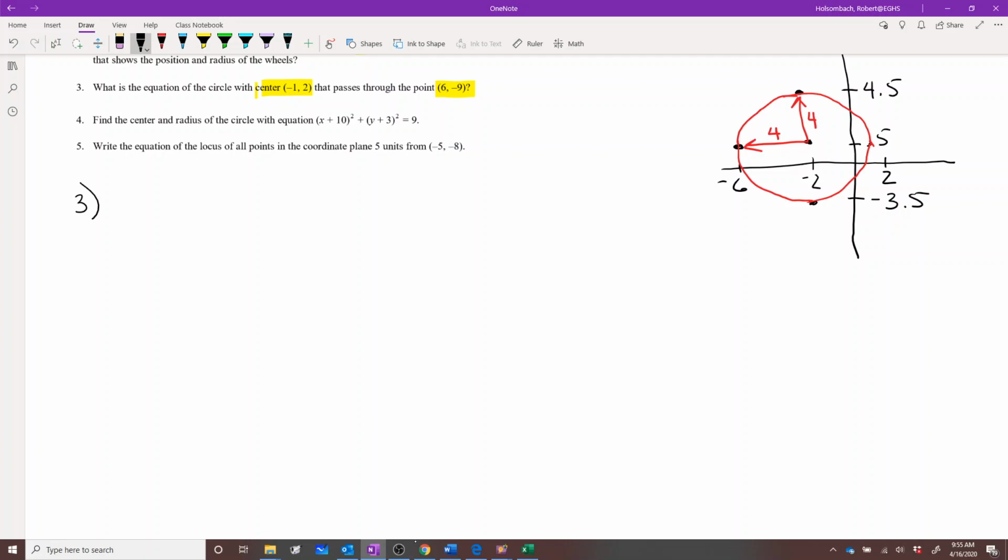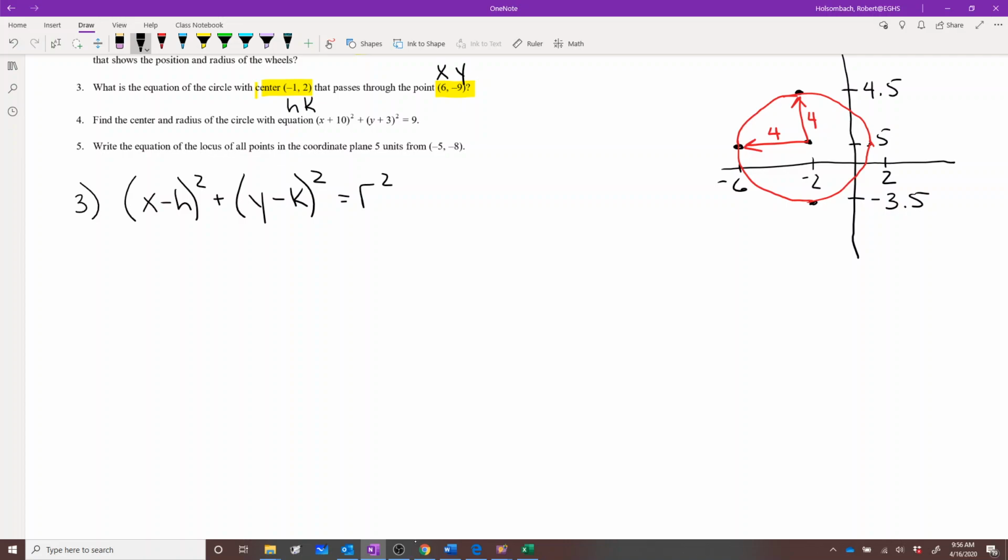What we do with this problem is we label the center, we label our H and our K, and then since the circle passes through the point 6, -9, we label that X and Y. What we do then is we write out the standard equation of a circle, which is X minus H squared plus Y minus K squared equals the radius squared, and we substitute these values into the equation so that we can solve for the radius.